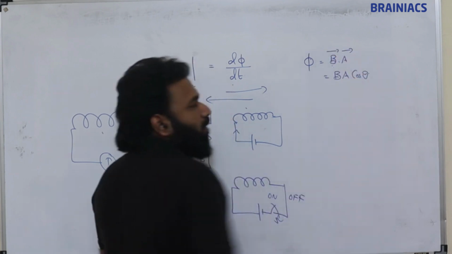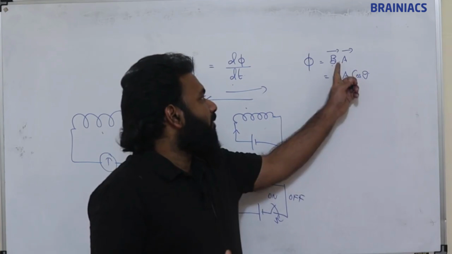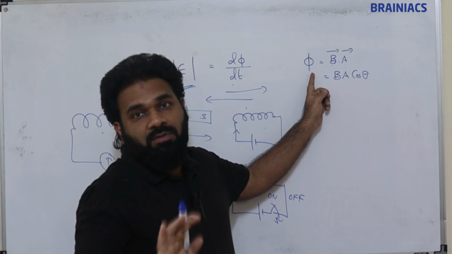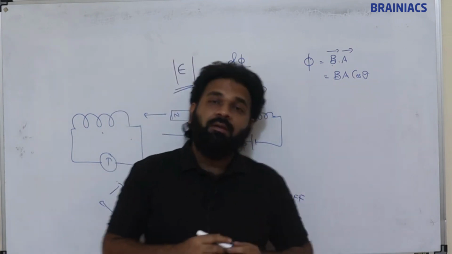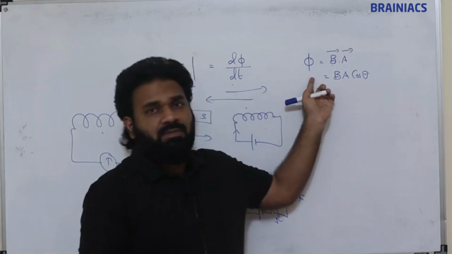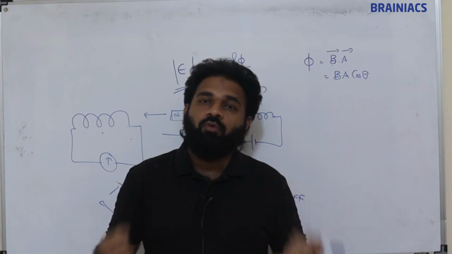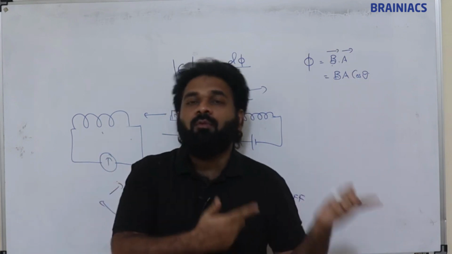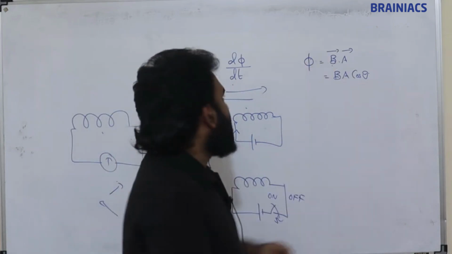Since magnetic field is a vector and area is also a vector, we cannot do ordinary multiplication, so we use the dot product. Why dot product? Because magnetic flux is not a vector, it is a scalar. We have already studied in vector basics that if the result is a scalar, the multiplication between two vectors is the dot product. If the result is a vector, it is the cross product. So φ is equal to B dot A, or BA cos θ.